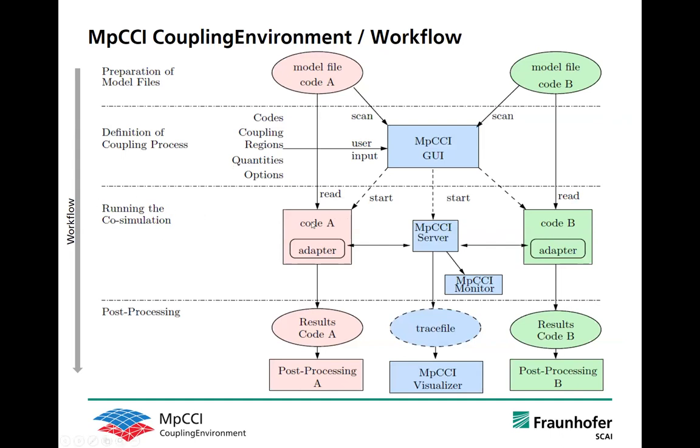Then at runtime, in the next step, all three tools are started: code A, code B, and MpCCI. You will have a parallel running environment, but the communication is handled directly. These arrows here are socket connections, so the communication between code A and the MpCCI server and code B and the MpCCI server is done without files, using direct, typical socket communication. Once the whole system is ready, you can write out results from code A and code B as before using the standard post-processing tools and formats. Additionally, you can write out all the information which is important for the simulation itself, so that information and data passed through the coupling surfaces can be written out and later monitored and visualized by the MpCCI environment.